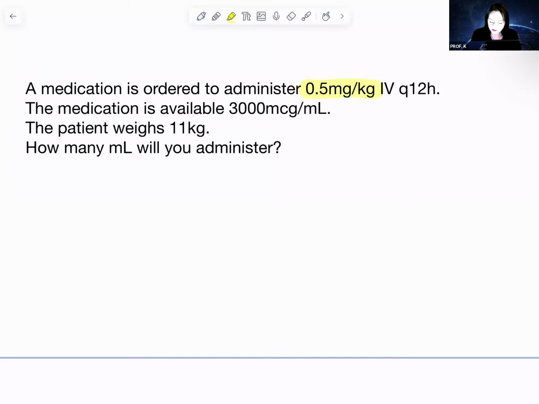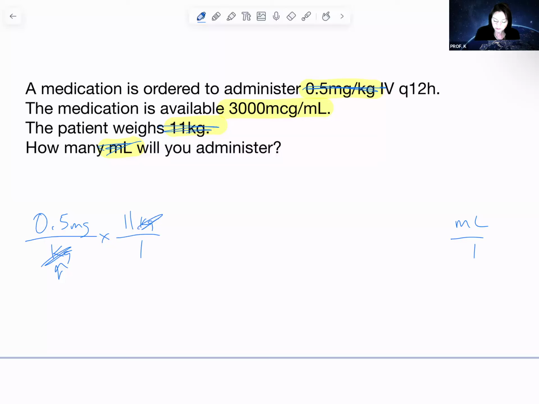All right, the doctor ordered 0.5 milligrams per kilogram. Sorry, just had a brain blip. Pharmacy sends 3,000 micrograms per milliliter. The patient weighs 11 kilograms. How many milliliters will you administer? It's all right there. So I start with the doctor's order, 0.5 milligrams, and put it over a kilogram. Used it. Solving for milliliters. Got it. So what do I want to get rid of first? I'm going to get rid of kilograms. Patient's weight, 11 kilograms, over 1, gets rid of kilograms.